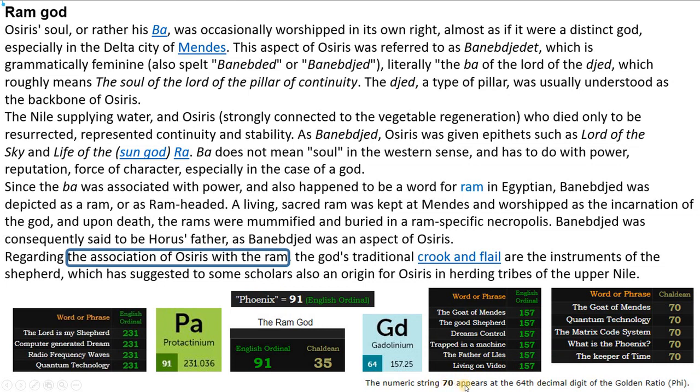70 can be found at the 64th digit of the golden ratio, that is phi, and 64 is linked to element gadolinium, that is the god element, showing us that Osiris is the god of the matrix, and the atomic mass of gadolinium is 157, matching the goat of Mendes and the good shepherd.